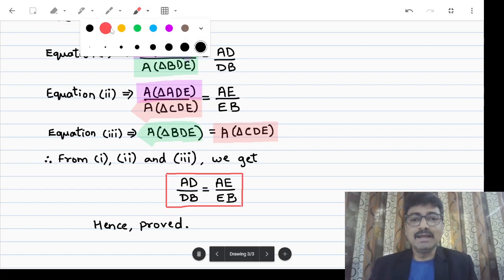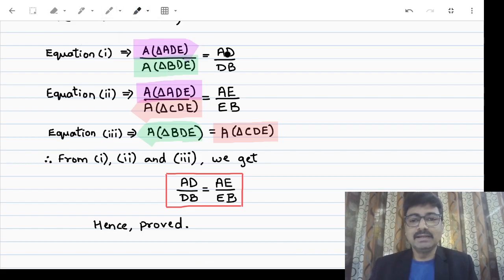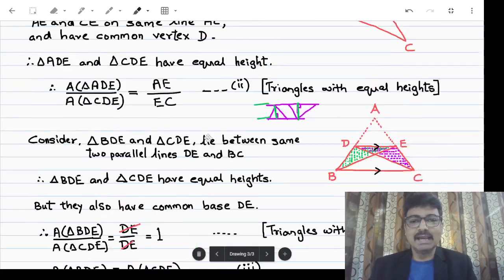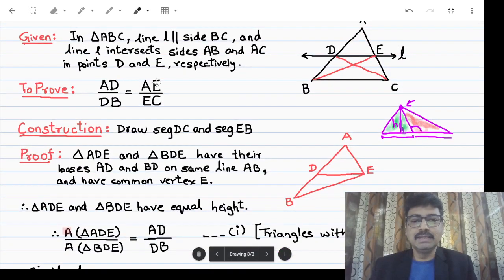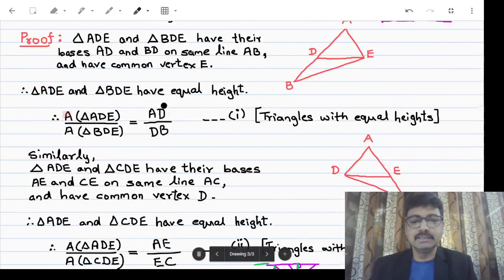Therefore, can't I say that the entire right hand side will also be equal? That is AD upon DB equal to AE upon EC. AD upon DB equal to AE upon EC is exactly what we had to prove.